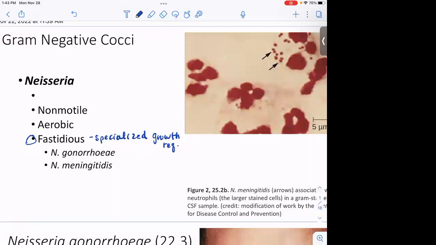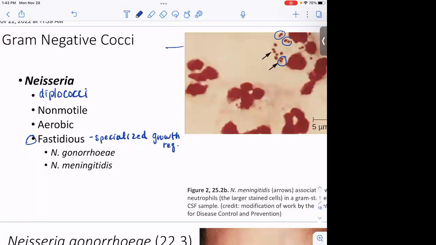They typically will present as diplococci. So you can kind of see that here. If you look really close, they tend to grow together in pairs. So they divide and then two of them will stay stuck together.